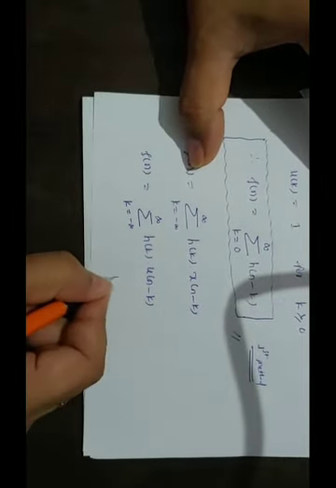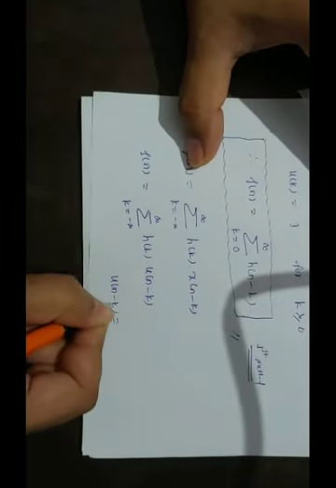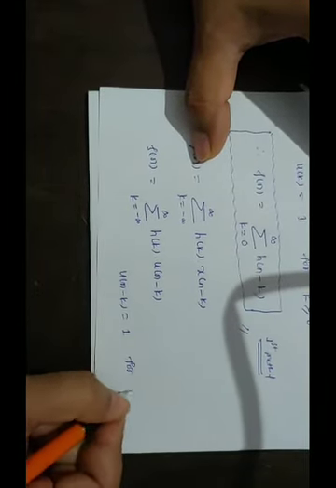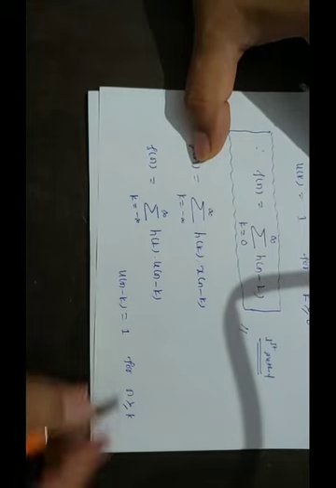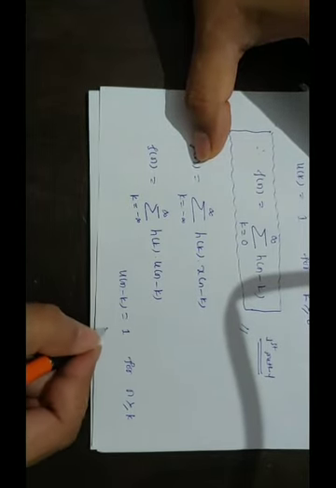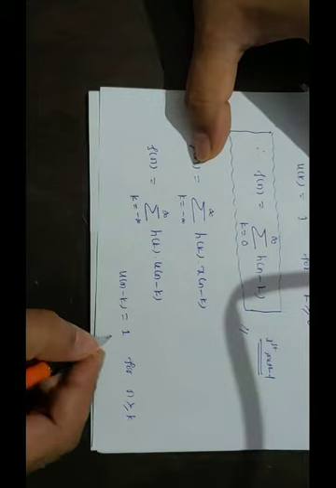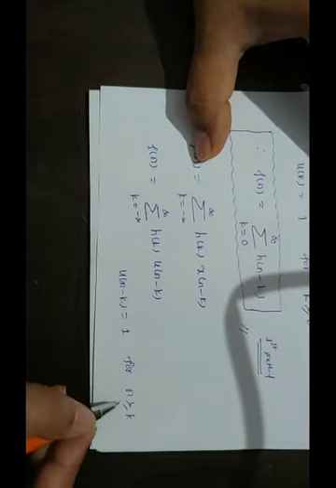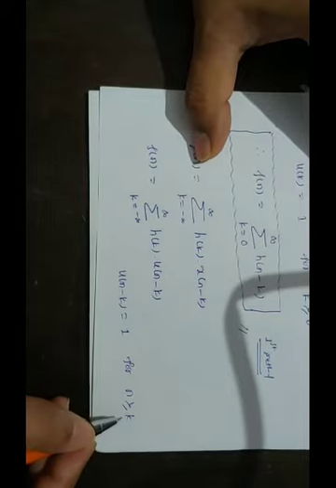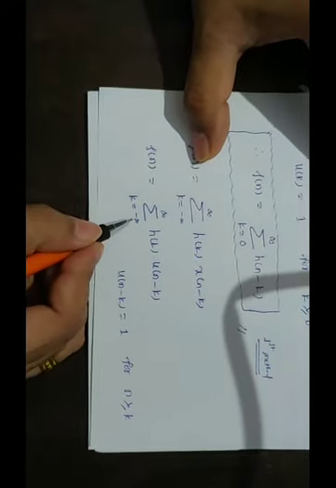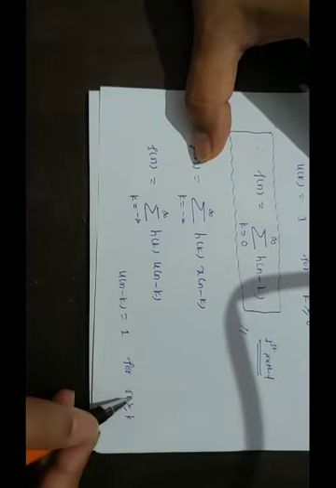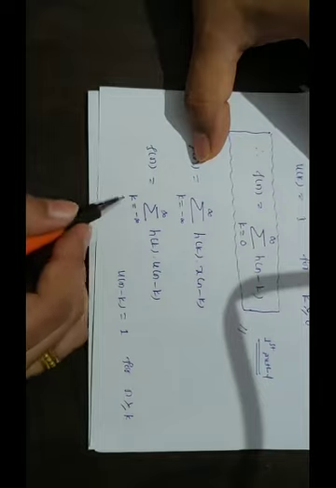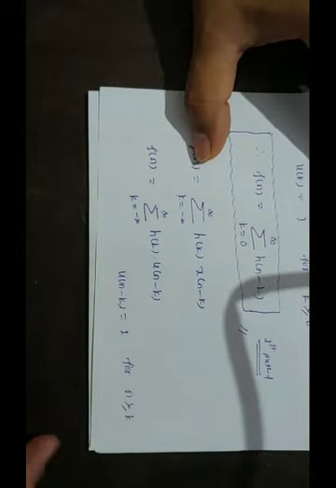Now you already know that u of n minus k is equal to 1 for n greater than or equal to k, so that only then its value equals 1, and it is equal to 0 otherwise. So n should be greater than or equal to k. Since k started from minus infinity and we don't know the value of n, I can make this range minus infinity to n.